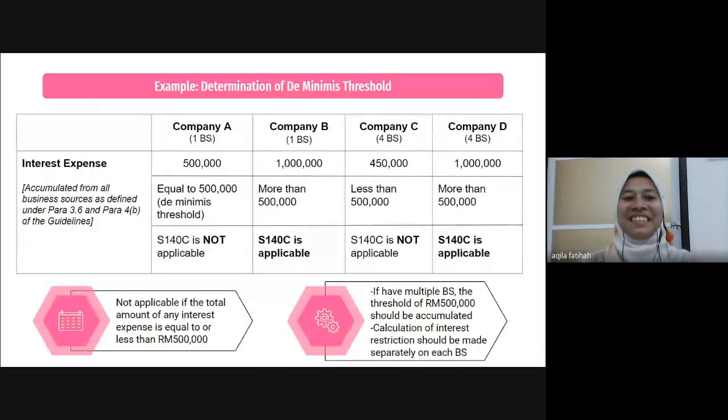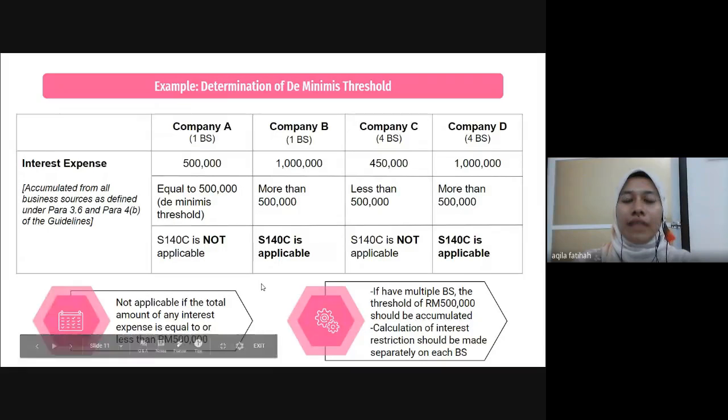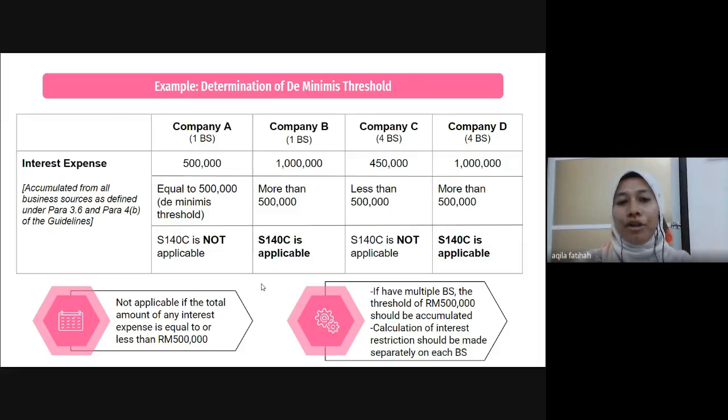Next we proceed to the example for determination of the de minimis threshold. As mentioned by Farhana, the company can see whether section 14C is applicable or not for that company. First, when the total amount of any interest expense is equal to or less than 500,000, it is not applicable. The second one is when the company has multiple business sources. The company must accumulate all the interest expenses of the business sources. So the total will be compared with 500,000. If less, then section 14C is not applicable.